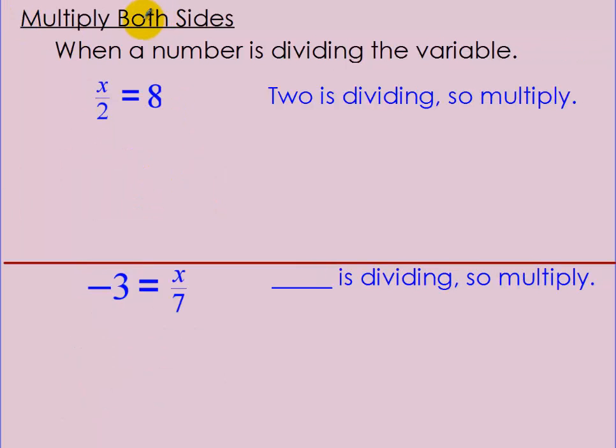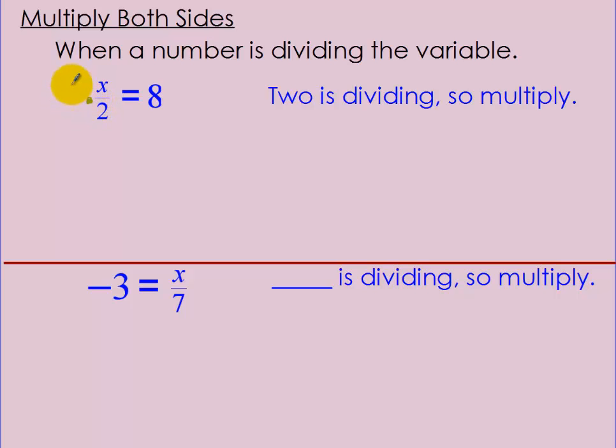Now let's try next when we multiply to both sides. This happens when a number is dividing the variable. So we look at this case of this equation. X is being divided by 2. 2 is dividing, so you want to multiply it to get rid of that divide by 2. I multiply both sides by 2.